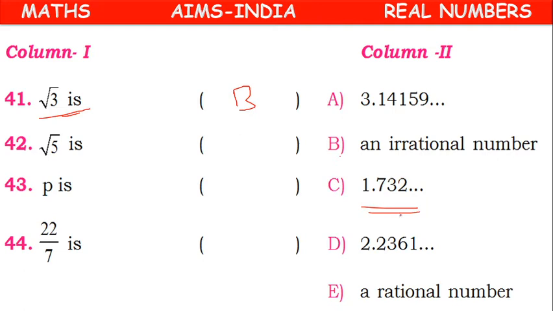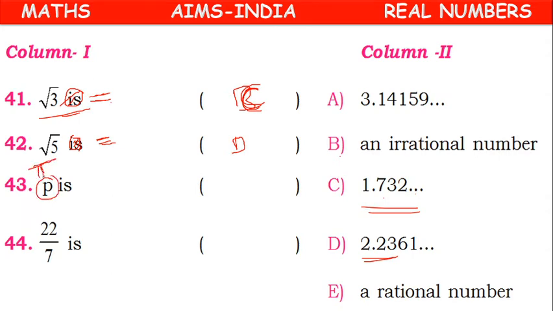But here, please change the question, as some controversy will come. Root 3 equals to, root 5 equals to. Let's take the question like this. Root 3 equal to how much? 1.732 and so on. Root 5 equal to how much? 2.2361. D option.